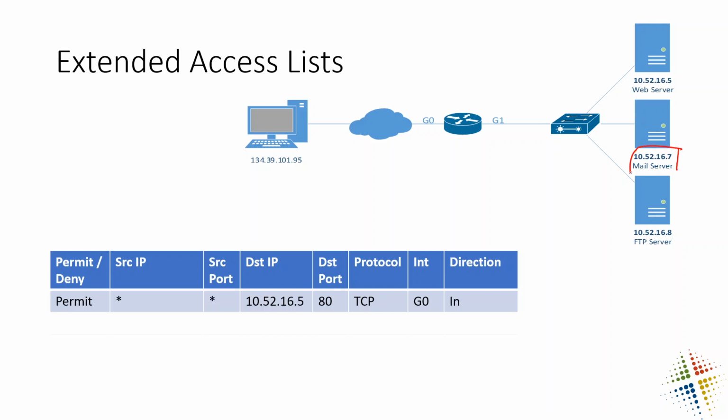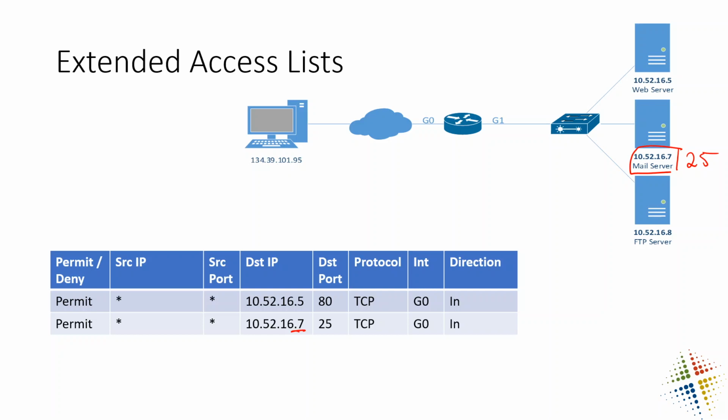Well, pretty much the same thing. Mail server, mail runs on port 25 for SMTP. So I'm going to have inbound from anywhere on the internet to the destination IP 10.52.16.7, destination port of 25, again, protocol TCP, and then the interface is G0 and the direction is inbound.